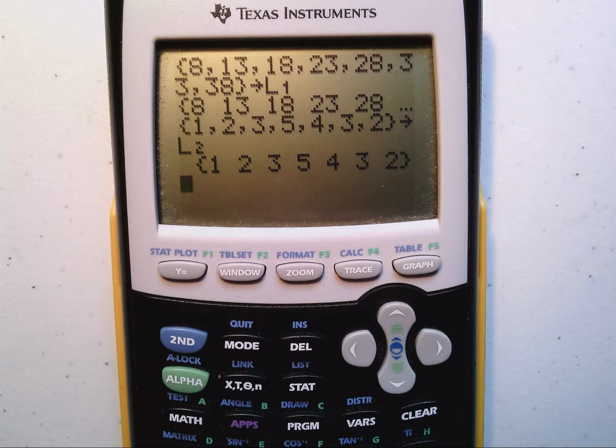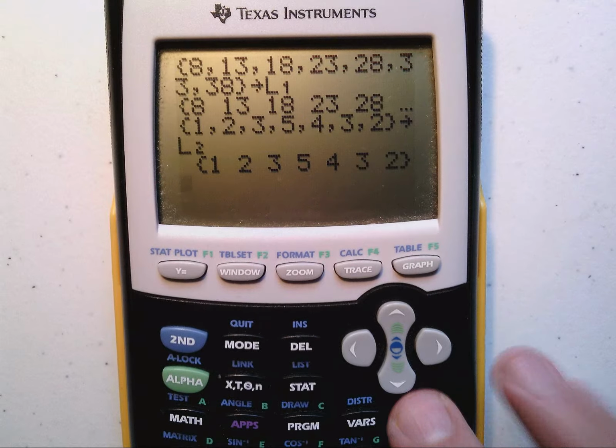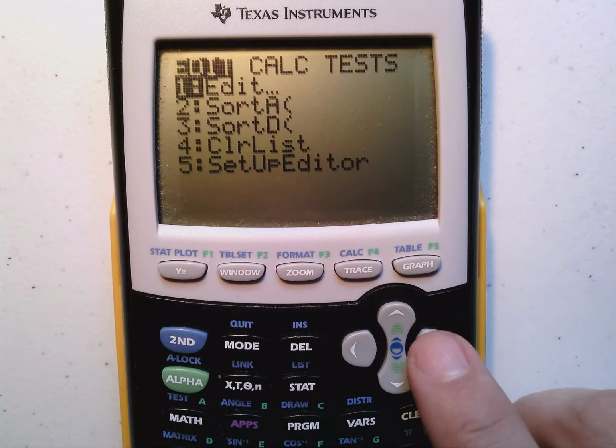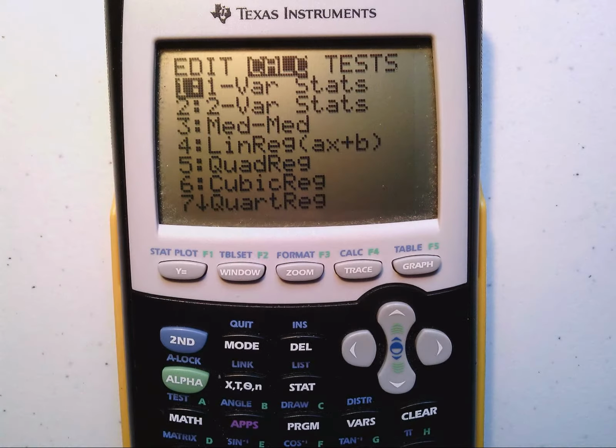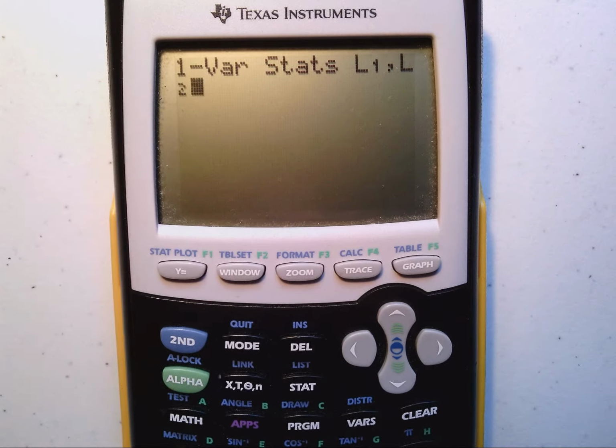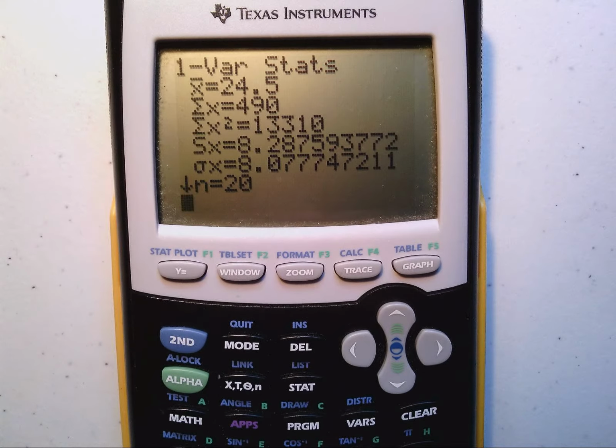Alright, so again, if I want to have the calculator run the information for me, I cleared my screen, press stat. Go over to calculate, I'm going to use one var statistics, hit enter, and now it's going to be L1, L2, hit enter, and it runs it for me. And it gives me a lot of useful information.